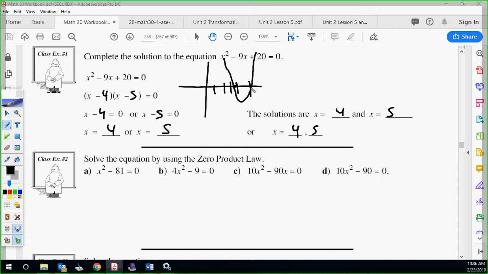Solve the equation using the zero product law. So now this is what I'm talking about. We're going to combine what we knew from the first 4 lessons, and we're going to factor and state the zeros. So x squared minus 81 should stand out as a difference of squares for you. So (x plus 9)(x minus 9). So your answers are 9 and -9. That's your solutions.